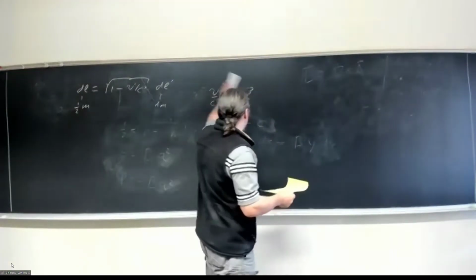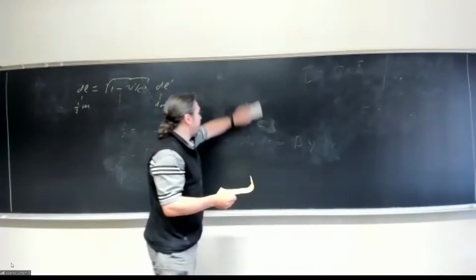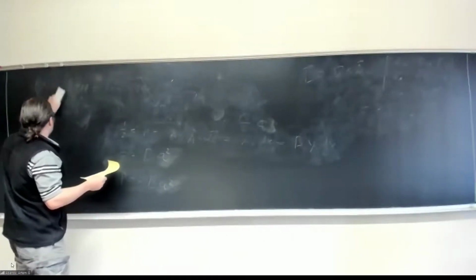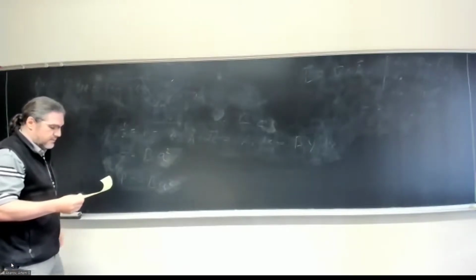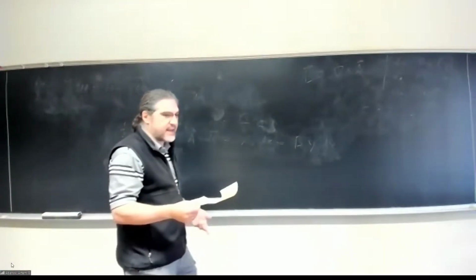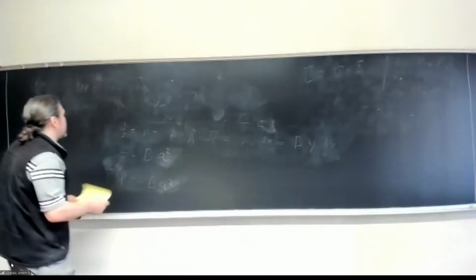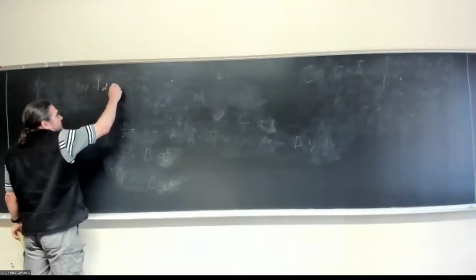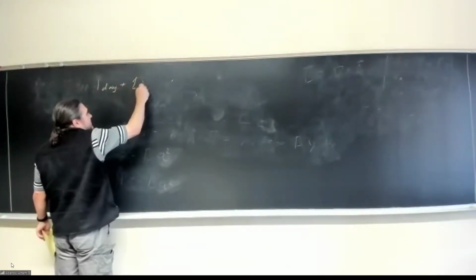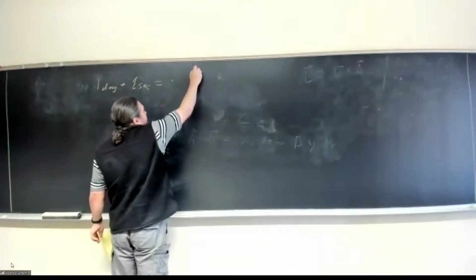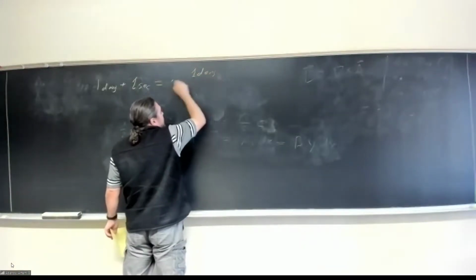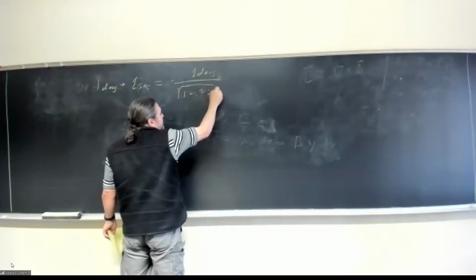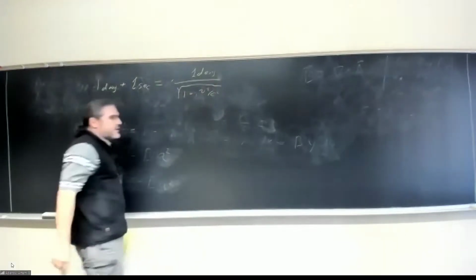The second problem was about the clock. The story was that the clock which runs 1 day in the moving system of coordinates runs 1 day plus 1 second. So what we see here is 1 day plus 1 second equals 1 day divided by square root of 1 minus v squared divided by c squared. That's exactly the formula which we figured out last lecture.